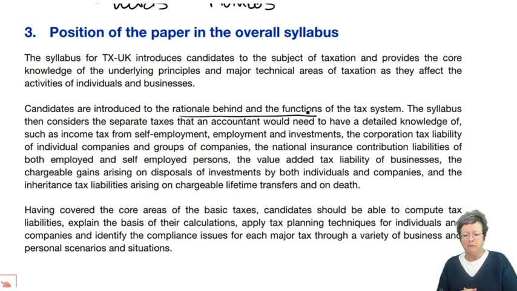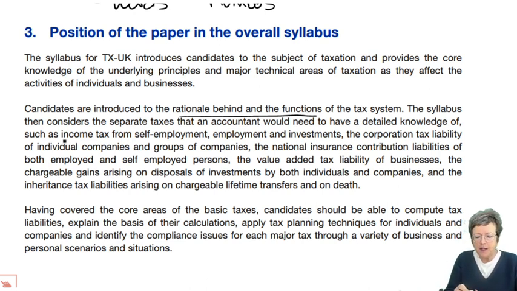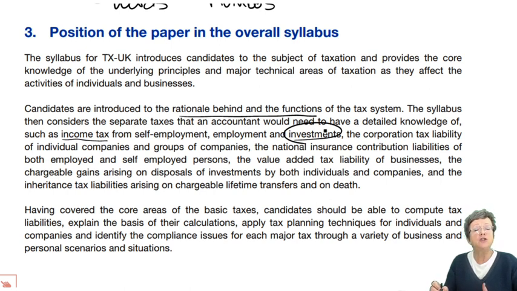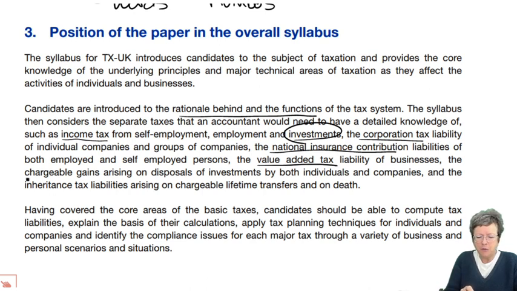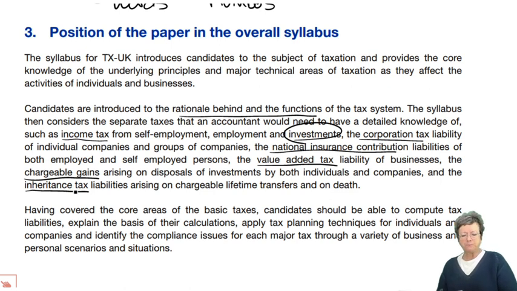Okay, detailed knowledge of income tax. It mentions there again these taxes: income tax for the self-employed and individuals, and investments, things like bank accounts, building societies, income that you've invested in shares so you get dividends, those sort of things. Corporation tax, national insurance, again VAT, you've got them all, chargeable gains and inheritance tax. Okay. This is the core knowledge you're going to learn.